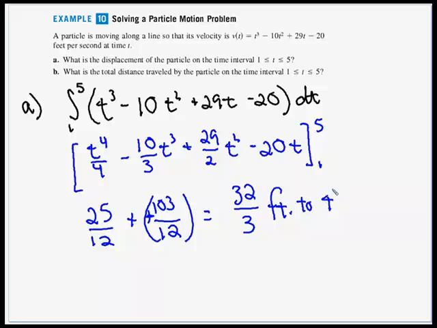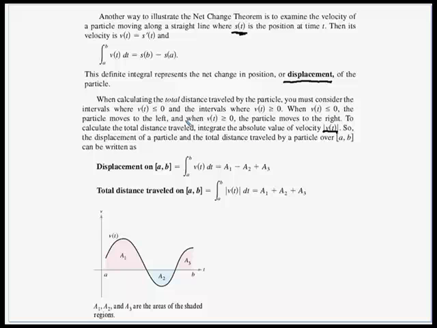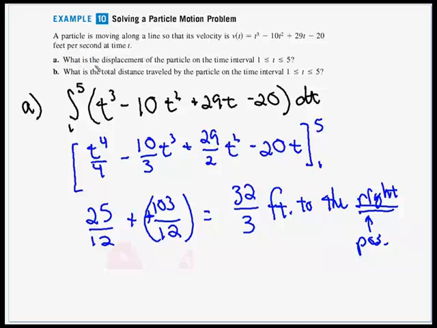Feet to the right. And again, we know it's traveling to the right because the answer is positive. If we got a negative value for this definite integral, it would be moving to the left. Positive to the right, negative to the left. When v of t is negative, the particle moves left. When it's positive, the particle is moving to the right. So for part A, what's the displacement of the particle across that time interval? 32 thirds feet to the right.